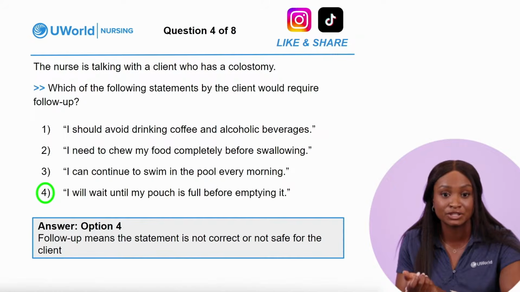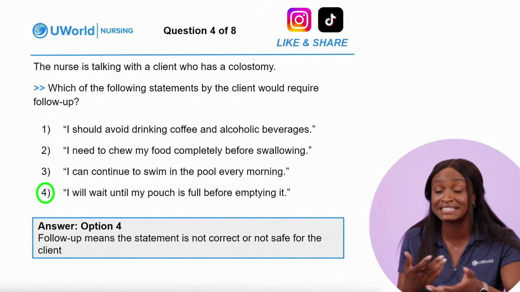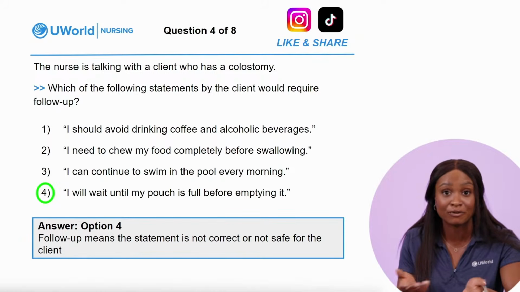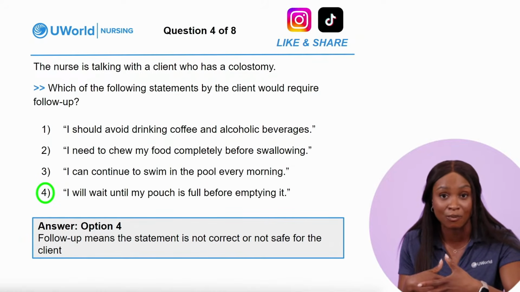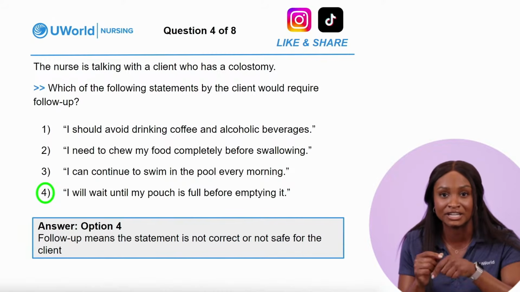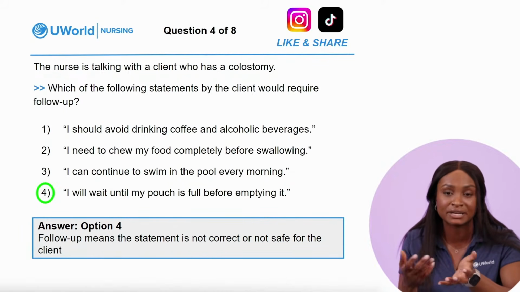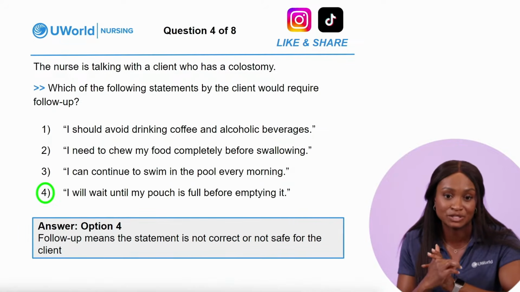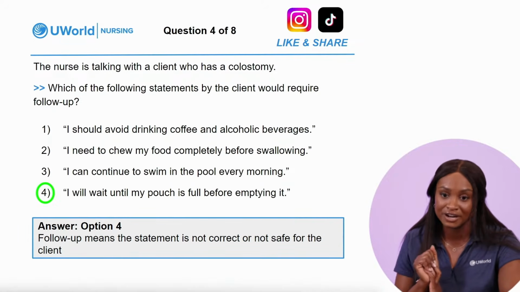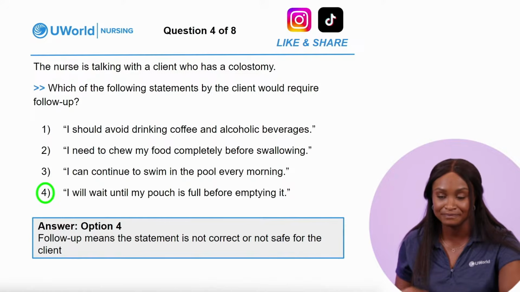And then option 3, continue to swim in the pool. We want to encourage the same lifestyle that they had before, so the pouch can get wet. Just keep an eye on it in case the adhesive or anything starts peeling away, but they can still get the pouch wet with showers and with swimming. So option 4 is the correct answer in this case.